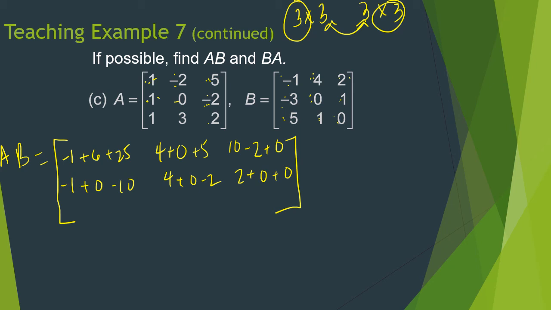Last one. 1 times negative 1 is going to give me, I'm sorry, I forgot where I was. 1 times negative 1 is negative 1. 1 times negative 3 is negative 3. So you know I'm tired now. 3 times negative 3 is negative 9. 2 times 5 is 10. 1 times 4 is 4. 3 times 0 is 0. 3 times 1 is 3. Okay?